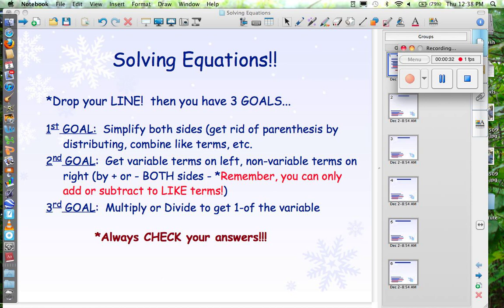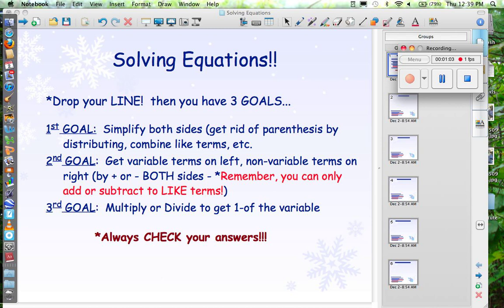The first goal, simplify both sides if necessary. Sometimes it's already simplified. So if there's any parentheses, you need to distribute to get rid of them. If there's any like terms, you need to combine them. Okay? And then the second goal, we're going to get the variable terms onto the left side, the non-variable terms onto the right side, and we do that by adding or subtracting. Just remember, you can only add or subtract like terms. So x's with x's and non-x's with non-x's.